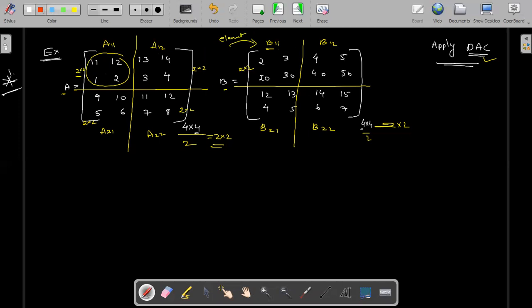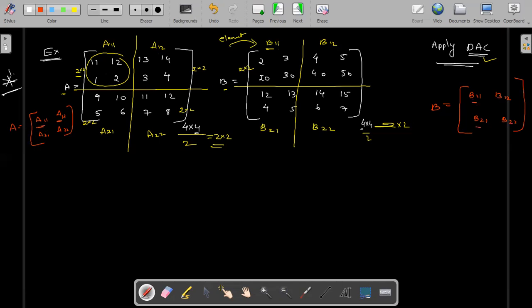Very simple. See here, B is there. Observe here, everyone. Very simple. B11, B12, again B21, B22. Okay? So this is the matrix. Here also, see here, A: A11, A12, again here A21, A22, correct? So if I do multiplication, same thing, right? A11 into B11 plus A12 into B21.